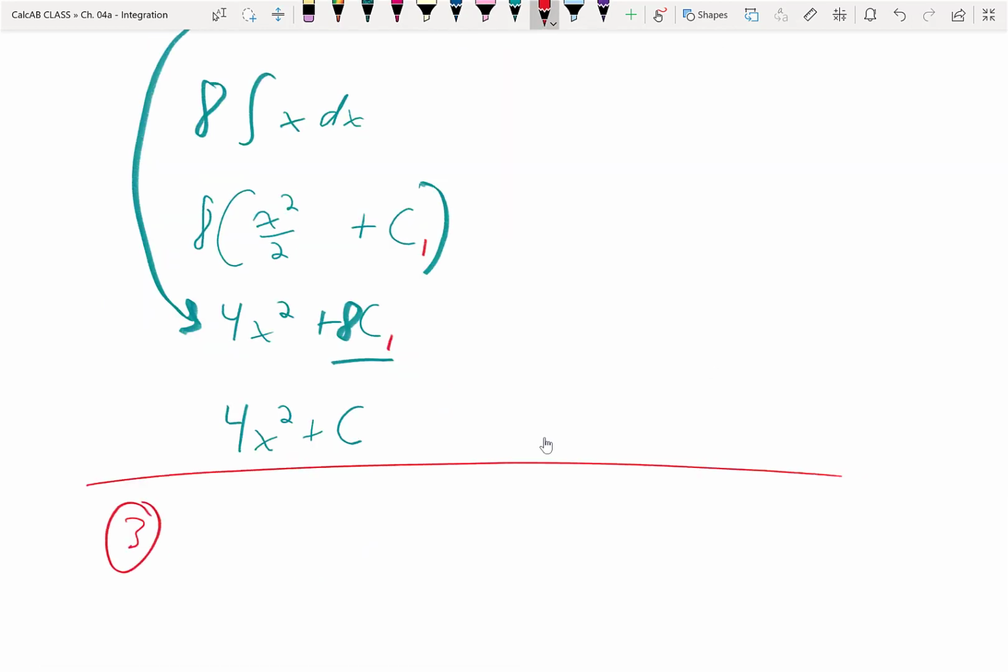Okay, next one. The integral of 1 over x to the 5th dx.